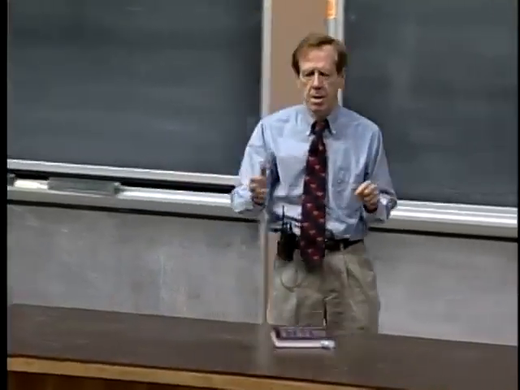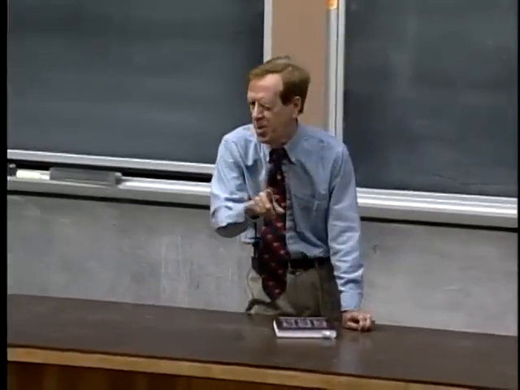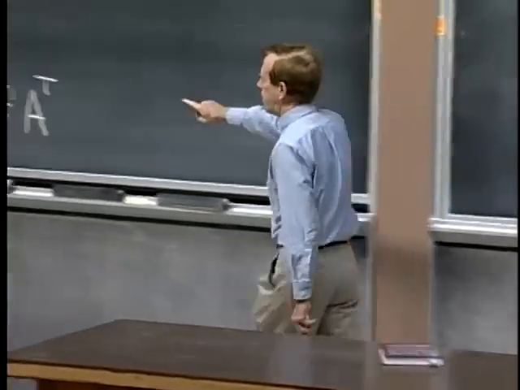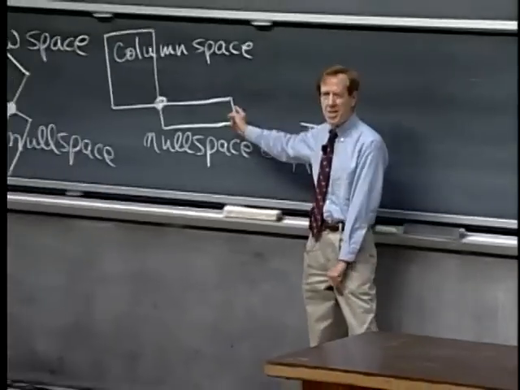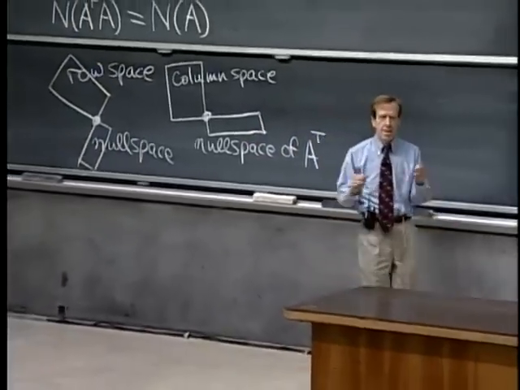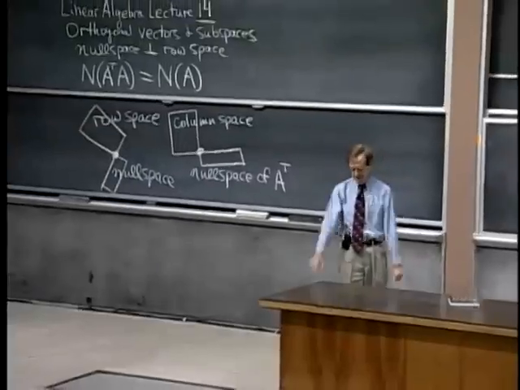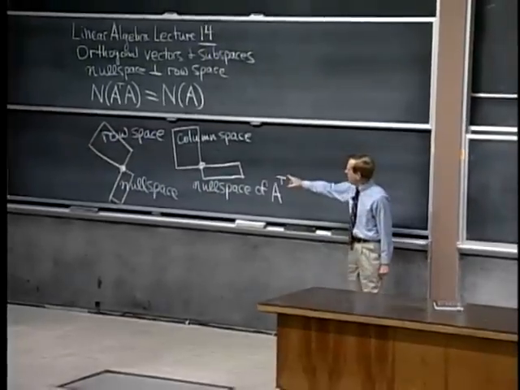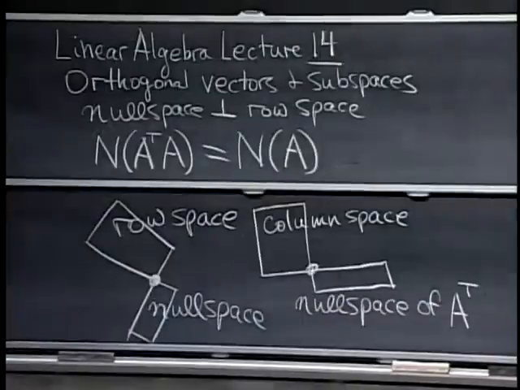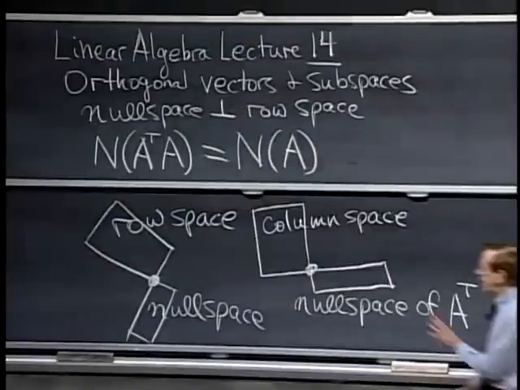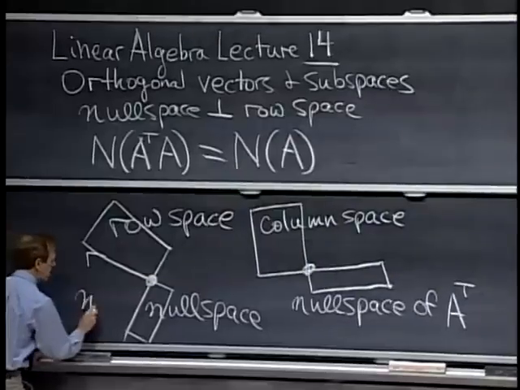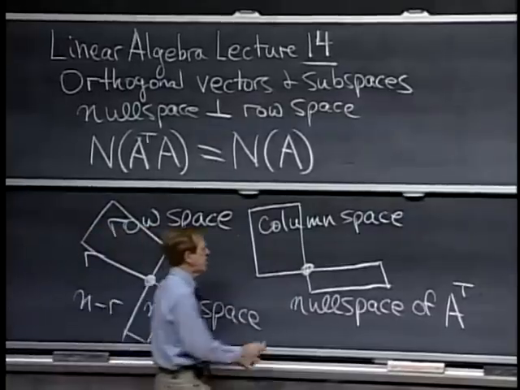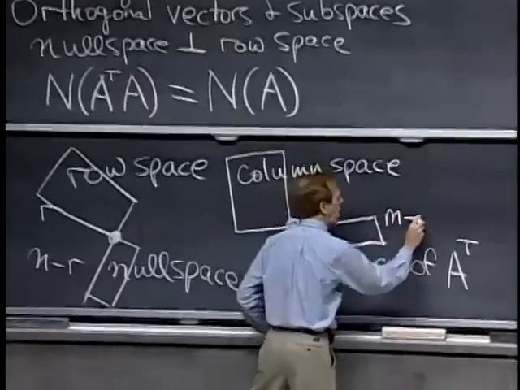So what does it mean? Let me jump to subspaces, because I've drawn here the big picture. This is the 1806 picture. We know a lot about that picture already. We know the dimension of every subspace. We know that these dimensions are r and n minus r, and that these dimensions are r and m minus r.